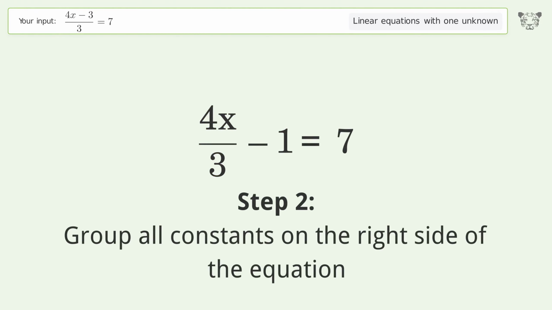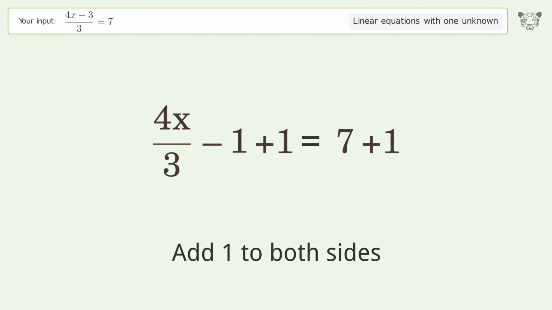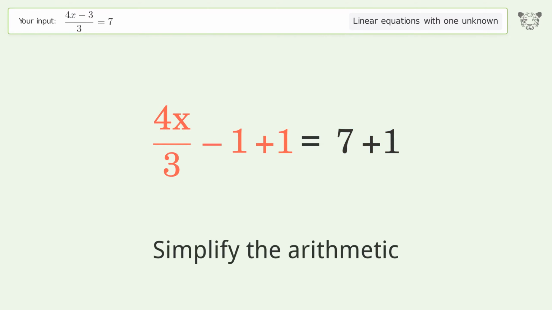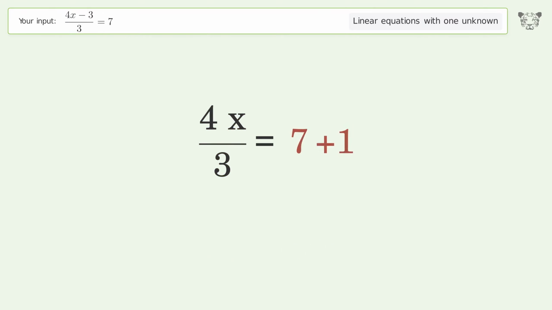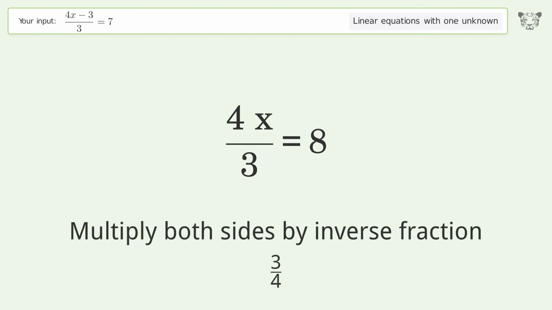Group all constants on the right side of the equation. Add 1 to both sides. Simplify the arithmetic. Isolate the x. Multiply both sides by inverse fraction 3/4.